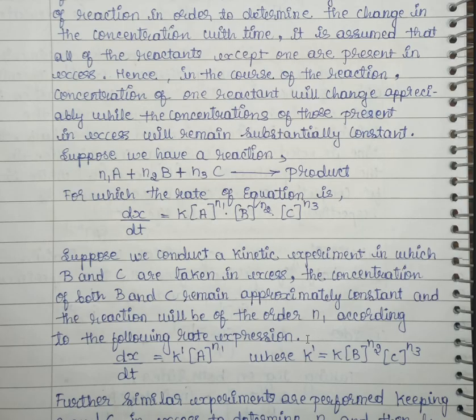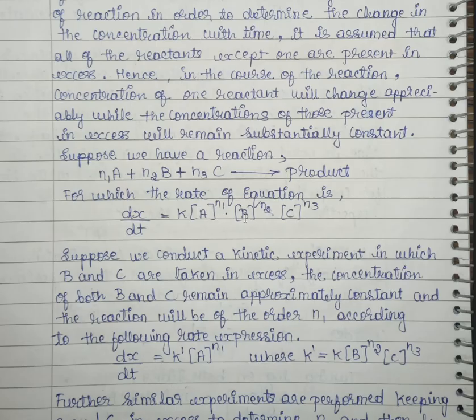The order of reaction will be given as n1 plus n2 plus n3. So this is the overall order of a reaction. In order to calculate this, we are taking three cases. In case 1, we will take a small amount of reactant A in order to calculate n1, and excess of reactants B and C. When they are in excess, the change in concentration can be neglected, so that we can concentrate only on reactant A to calculate n1.